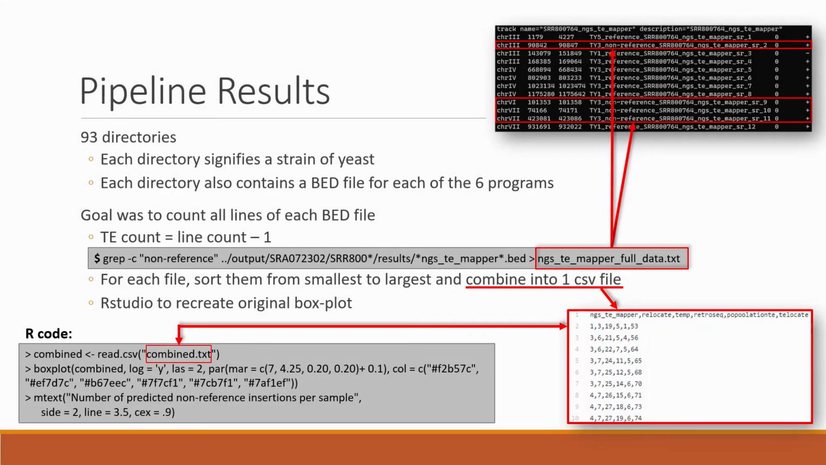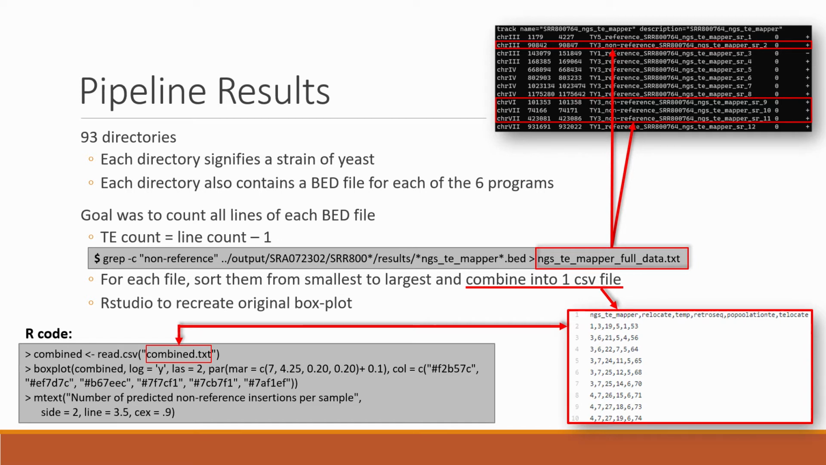After each of the 93 pipeline runs were finished, I was left with 93 different directories, each one containing 6 files, 1 file for each program. The line count of a bed file, minus 1 because the top line is just a descriptor, will correspond directly to transposable element detections, each line counting for 1 transposable element detected. However, I finally figured out that I only wanted the line to count if it corresponded to non-reference transposable element insertions, because that is what the original file is built upon.